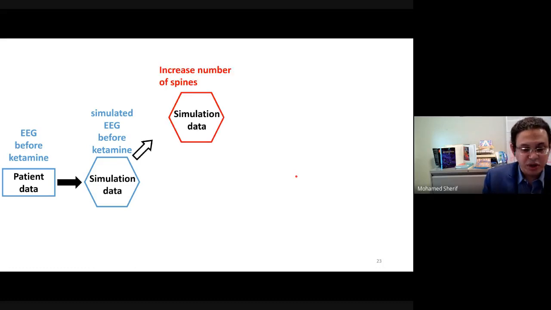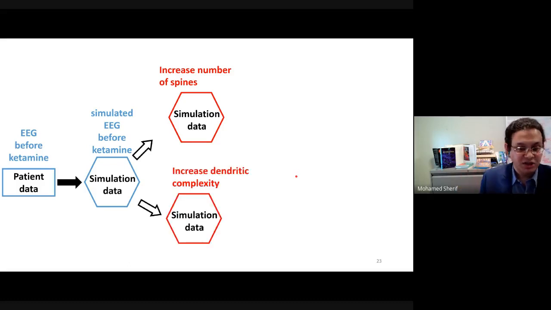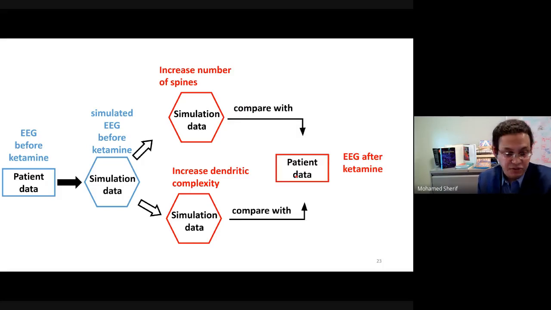And then we're going to develop 2 models. One of them has an increased number of spines, and the other has increased dendritic complexity. And then we're going to compare this back to the patient data after ketamine. This way, it will be a way to infer what might be the changes that are happening at the neocortical level without having a brain biopsy, without opening the patient's skull.